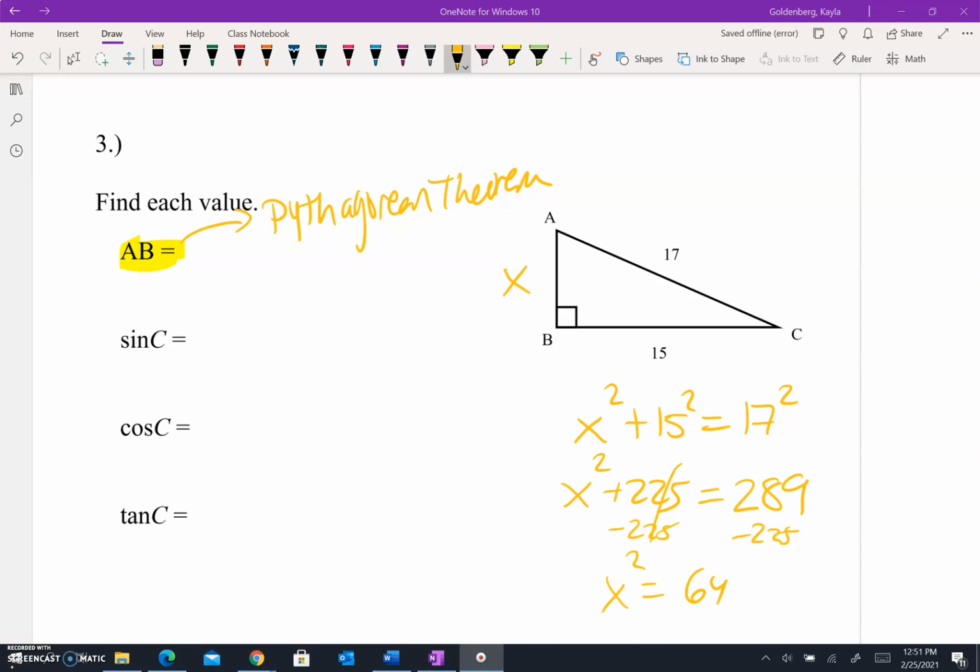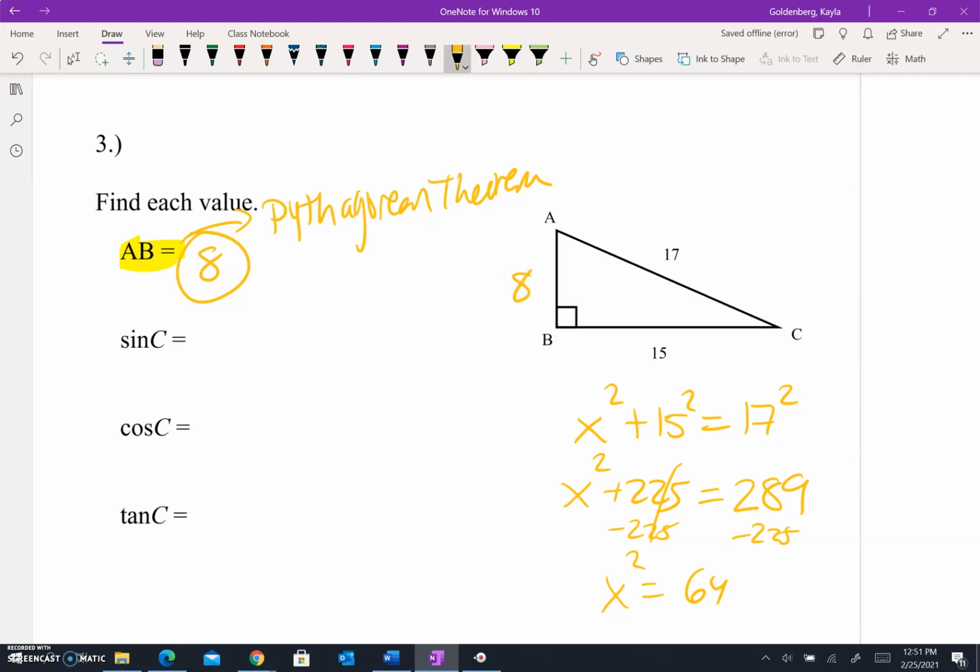Now that means if we think about it, x could either be 8 or negative 8, but negative 8 wouldn't really make sense, right? A negative times a negative is a positive. But for the length of a side, only positive 8 would really make sense in this context. So now that I've figured out what my missing side is, I'm going to label that as 8.